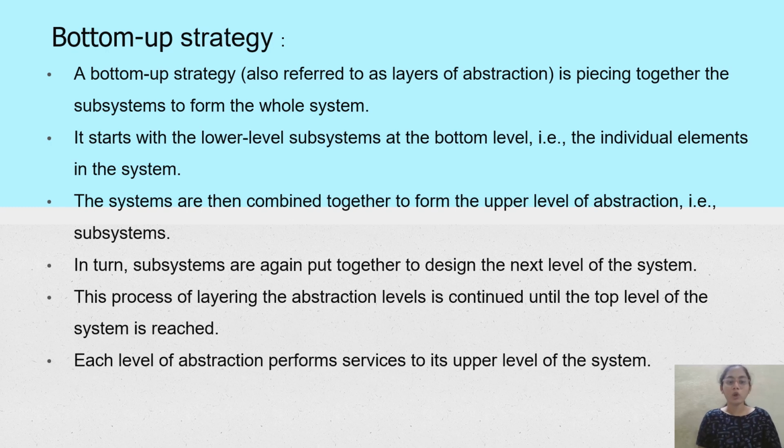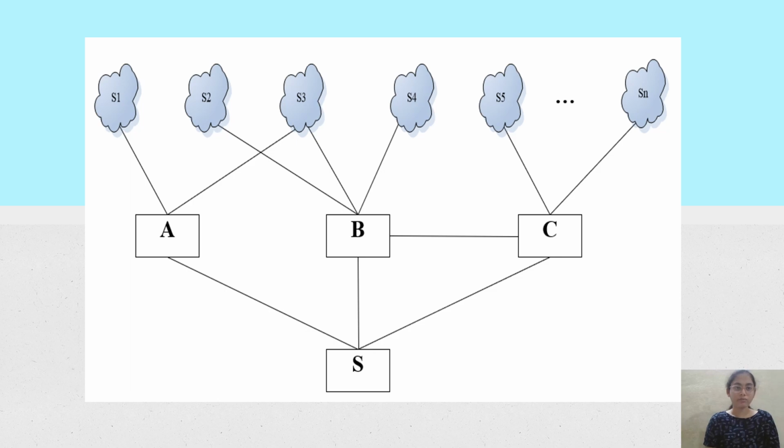Bottom-up strategy. A bottom-up strategy, also referred to as layers of abstraction, is piecing together the subsystems to form a whole system. It starts with the lower level subsystems at the bottom level, that is, the individual elements in the system. These are then combined together to form an upper level of abstraction, that is, a subsystem. In turn, subsystems are again put together to design the next level of the subsystem. The process of layering the abstraction levels is continued until the top level of the system is reached. Each level of abstraction performs services for its upper level of the system. That is the bottom-up strategy.